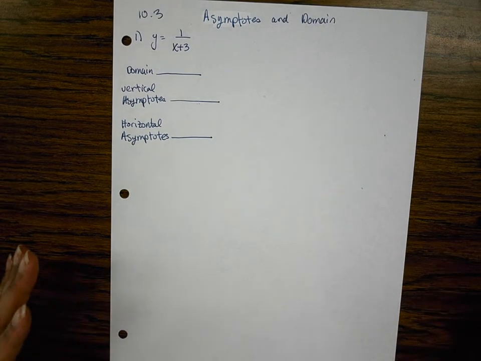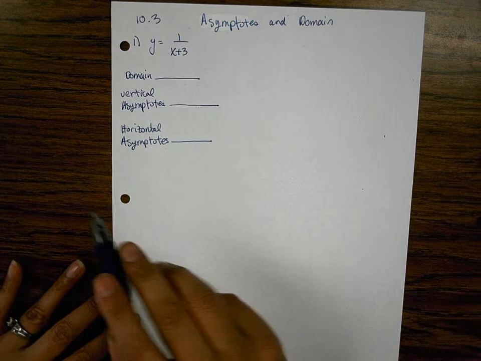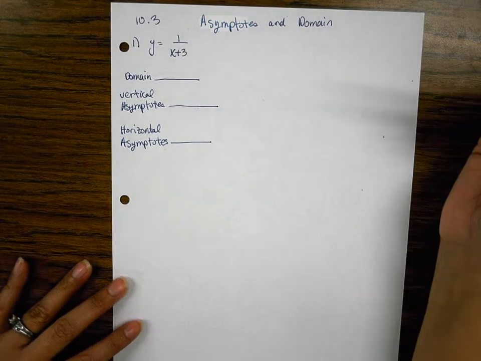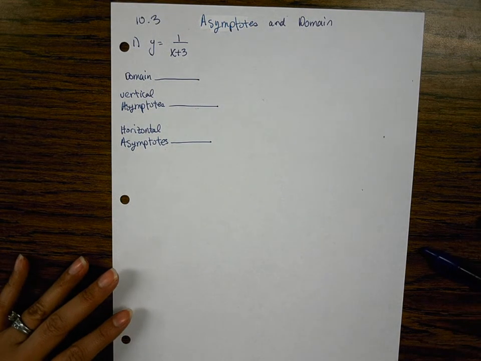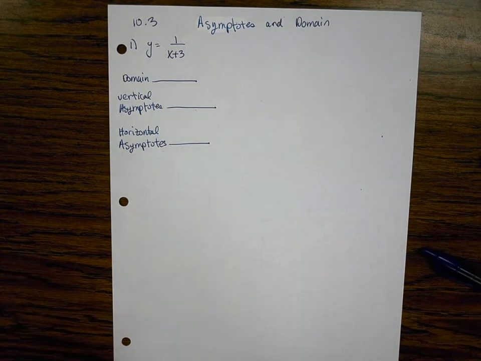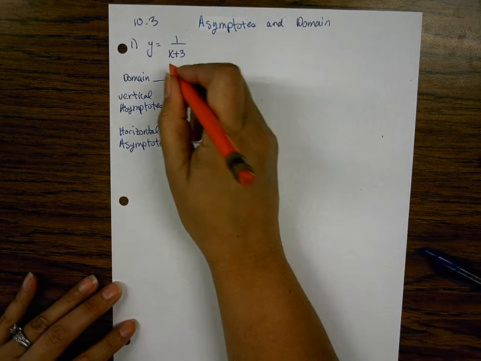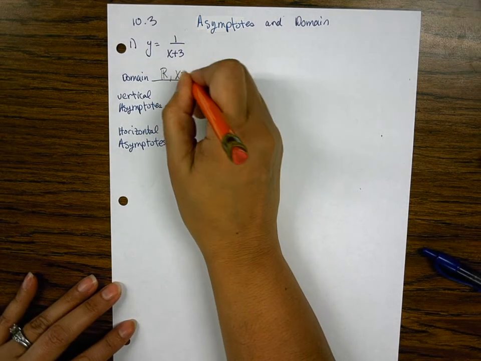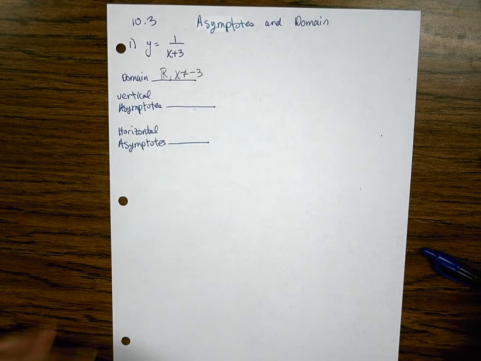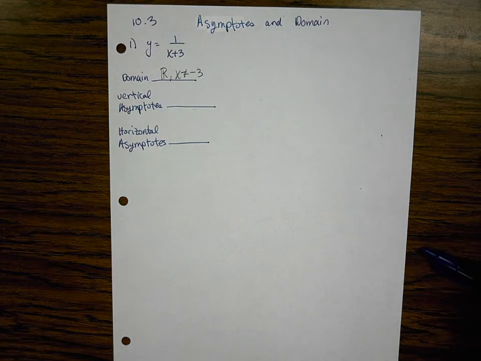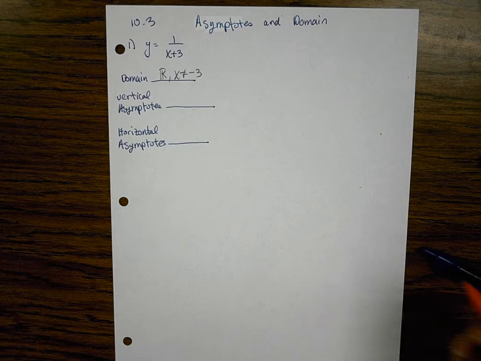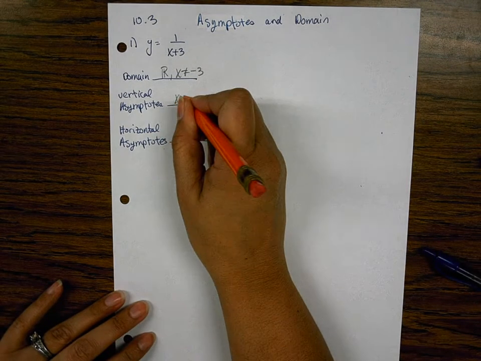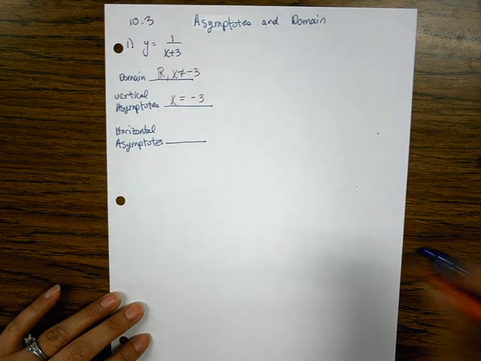Okay, domain is just like what we've always done before. You take the denominator, what's going to make the denominator 0, negative 3. Therefore, you would say your domain is all reals such that x does not equal negative 3. Why? Because negative 3 plus 3 is 0, and 1 over 0 is undefined, so that's my domain. Okay, vertical asymptote is x equals negative 3.